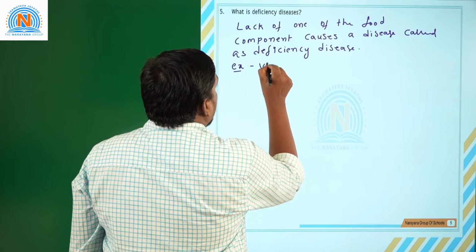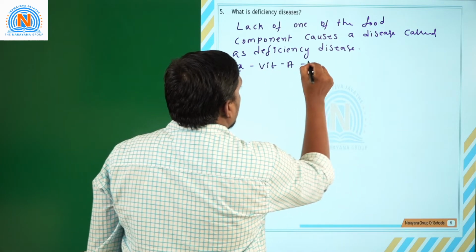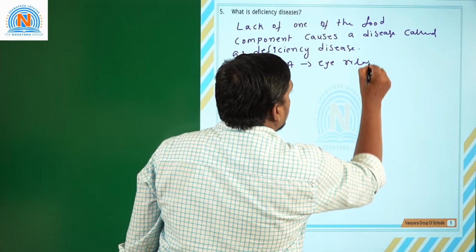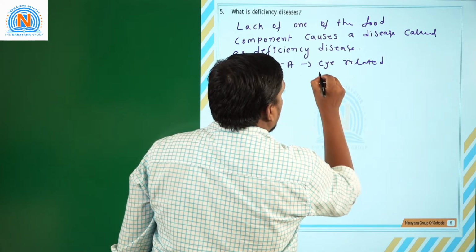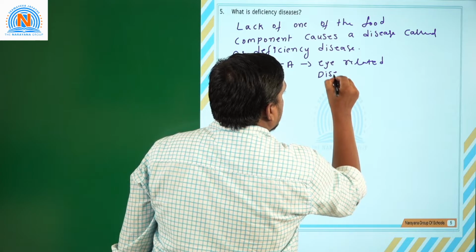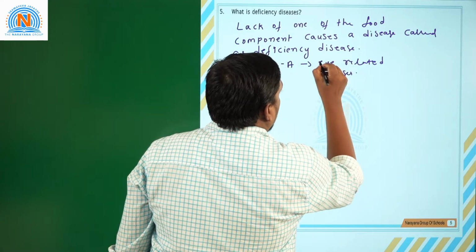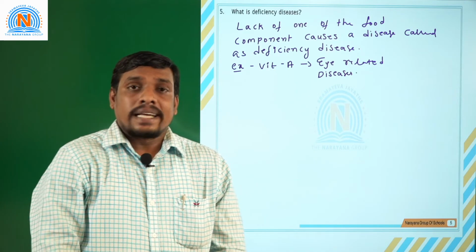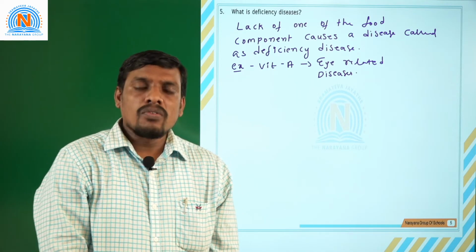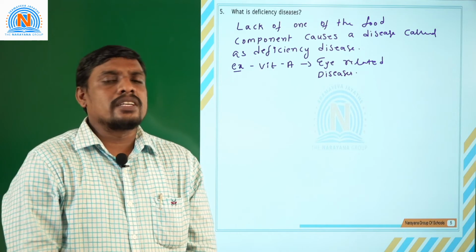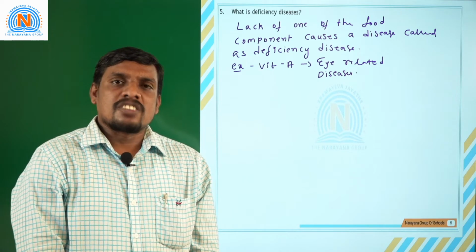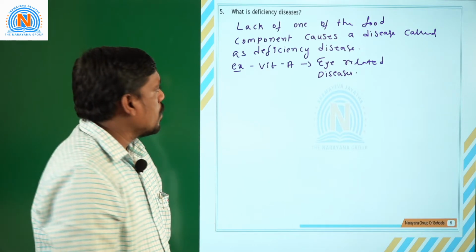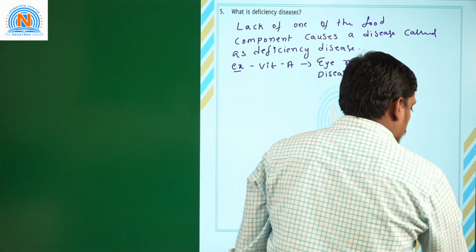Lack of vitamin A in our diet causes eye-related diseases. Whatever eye-related diseases we are getting, it is due to lack of vitamin A. Some eye-related diseases are also based upon stress and other regular activities. Moving on to the next question, students.